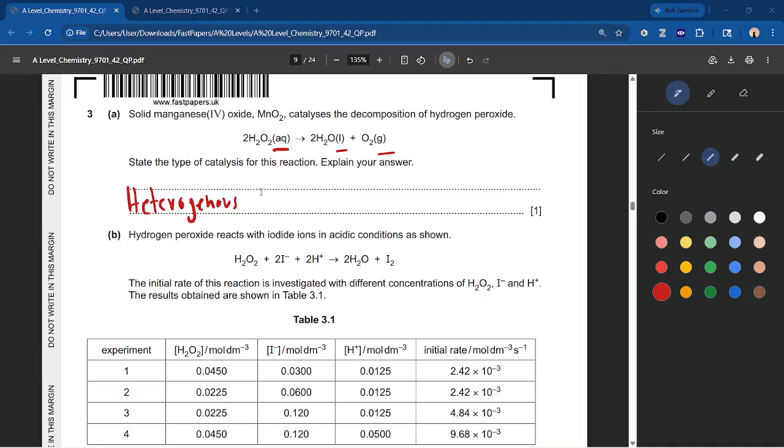As the products are in a different phase to the reactants. Products are in a different phase to the reactants.